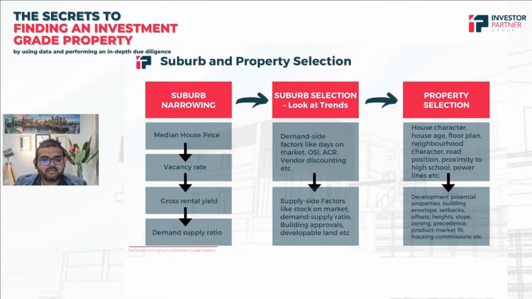Now, how do you read a demand supply ratio? For example, if a demand supply ratio is say 50%, that means one person is looking for a property and one person is selling a property. Basically, it's 50%, so demand equals supply. If there is one person buying and four people selling, that means the ratio is only 20%. On the flip side, if there is one person selling and four people buying, then the demand to supply ratio is about 80%.